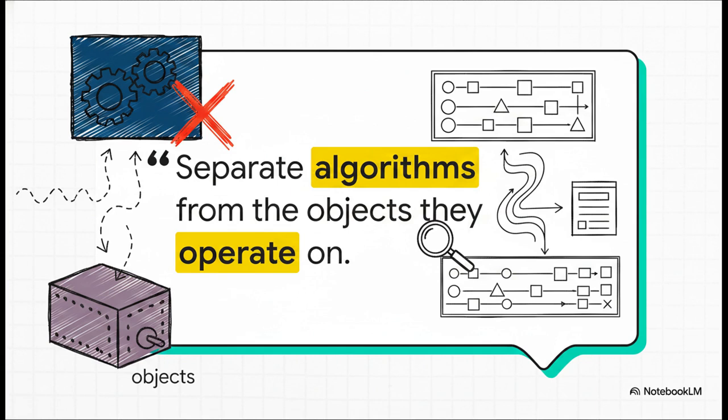So take a hard look at your codebase today. Ask yourself, what algorithms are tightly coupled to your structs right now? And more importantly, what algorithms are you going to extract using the visitor pattern today?